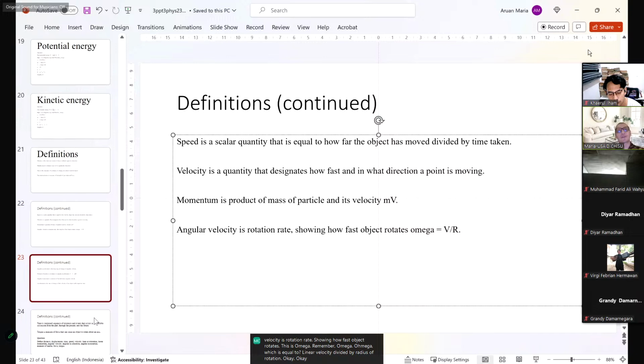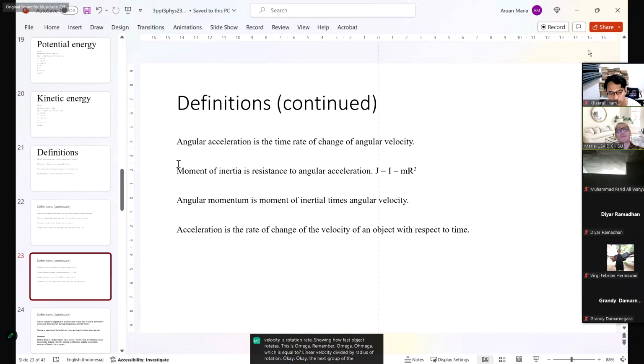Okay, the next group of definitions. Angular acceleration is the time rate of change of angular velocity. That's what we've been discussing a little bit. Remember, I told you that maybe you will rotate faster and faster and faster, or slower and slower and slower. In this case, you will have angular acceleration.